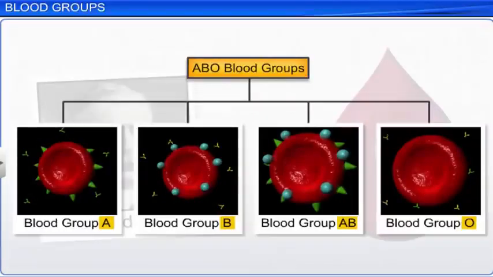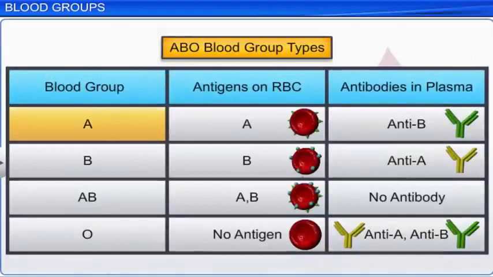Apart from antigens, anti-A and anti-B antibodies are naturally present in the plasma of humans. However, the presence or absence of a particular type of antibody depends on the antigens on the RBCs. For example, individuals with A blood group have A antigen, and hence the anti-B antibody is naturally present in them. Similarly, individuals with B blood group have B antigen, and hence the anti-A antibody is naturally present in them.